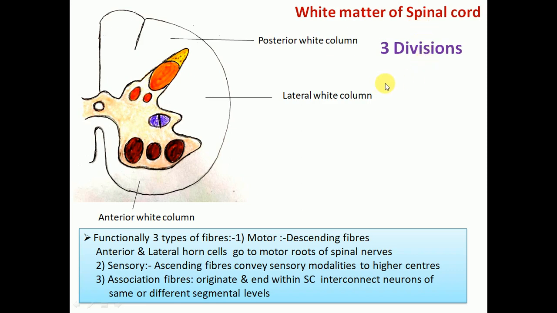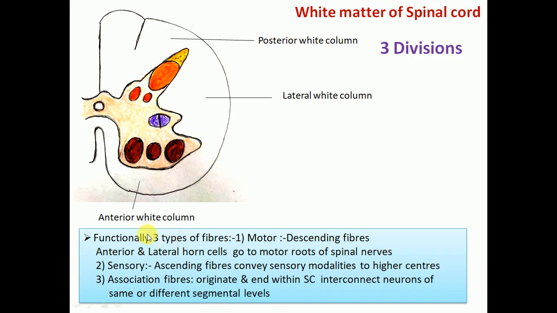Now there are mainly three divisions of the white matter. The area between the anterior median fissure and the anterior horn is called the anterior white column. The area between the anterior horn and posterior horn, lateral to the lateral gray commissure, is called the lateral white column. And the area between the posterior median septum and posterior horn is called the posterior white column. So in short, they contain nerve fibers, or neuronal cell axons.